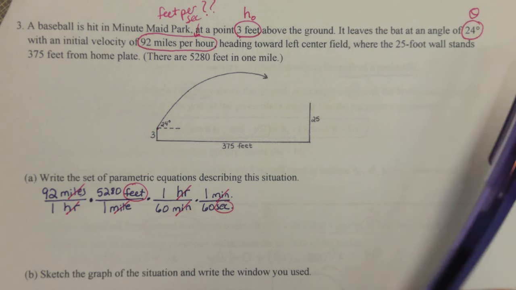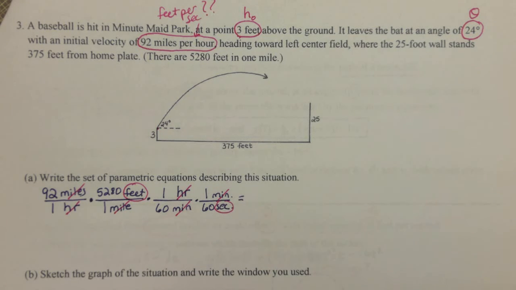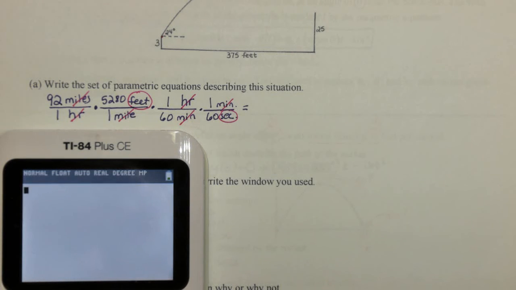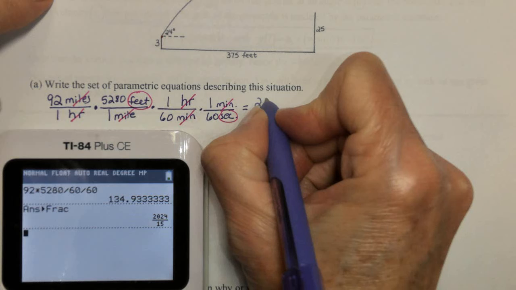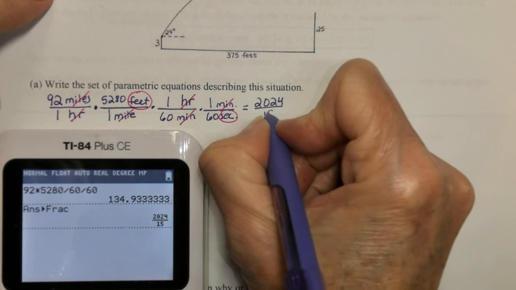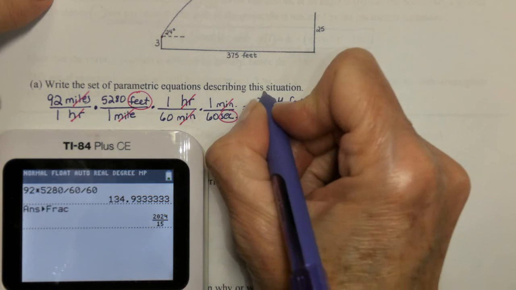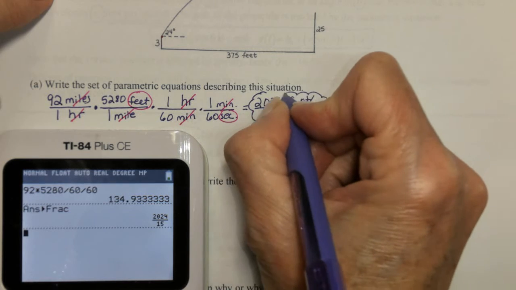Okay? Now, my calculator will take care of the numbers. So I have 92. I'm going to go to my home screen. 92 times 5280 divided by 60 divided by 60. And I get that decimal. I'm going to convert that to a fraction. Math, enter, enter. That way it's going to be easier for me to type into the calculator. So this is feet per second. So that is our V naught.